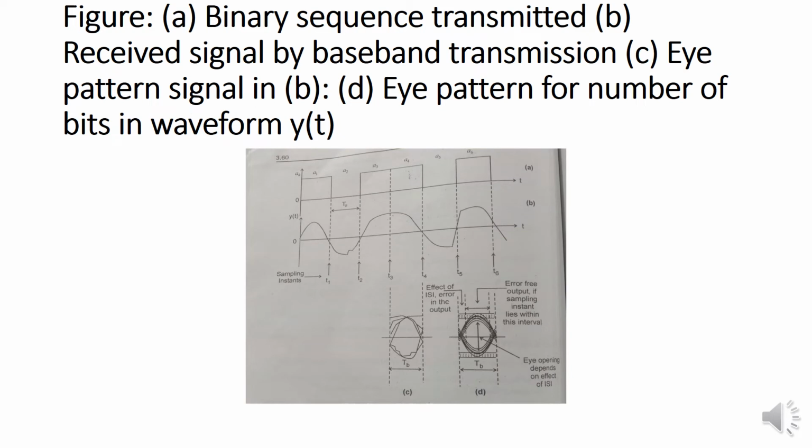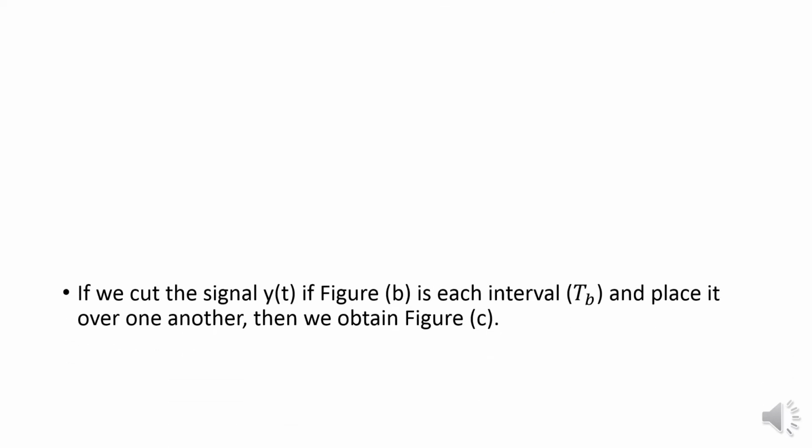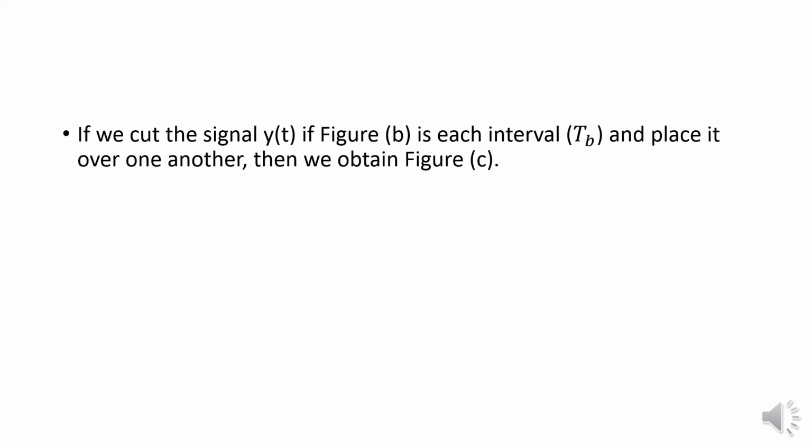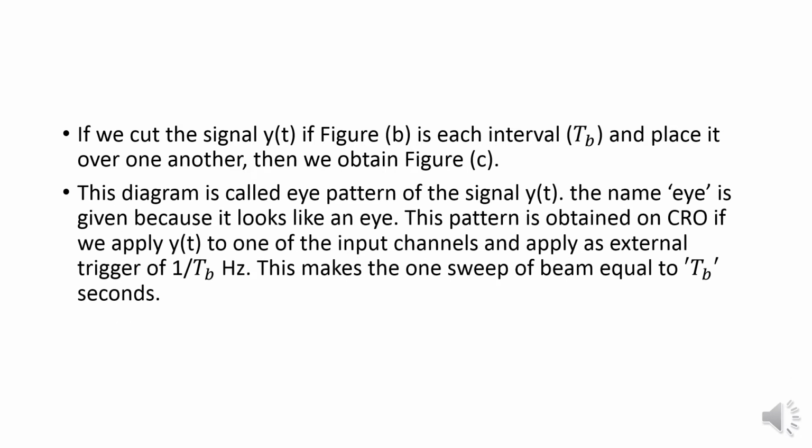We have to see the binary sequence transmitted, the signal received by baseband transmission, and the eye pattern signal, then the eye pattern of a number of bits in the waveform. If we cut the signal y of t in each interval and place them over one another, this diagram is called the eye pattern of the signal y of t. The name eye is given because it looks like an eye.